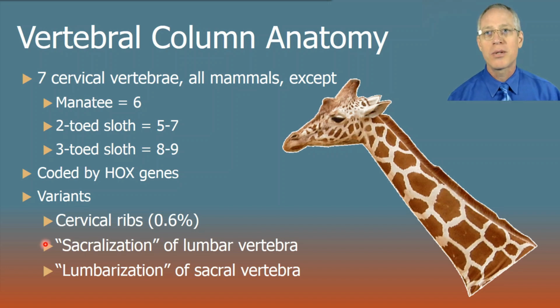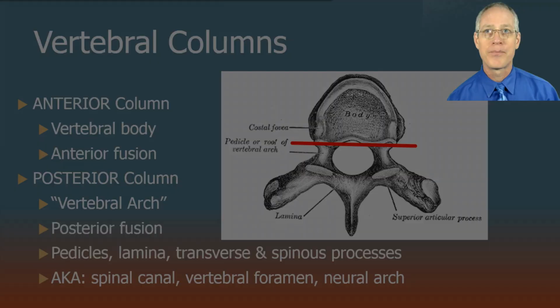The second is sacralization of a lumbar vertebra, where L5, the last lumbar vertebra, may be fused completely or partly to the sacrum. So it acts a bit like a part of the sacrum, but it's still a lumbar vertebra. And then the reverse of that is lumbarization of the sacral vertebra, where the S1 segment never quite fused to the S2 and down below. So it may actually have a little articulation in the sacrum, but it's still sacrum, okay?